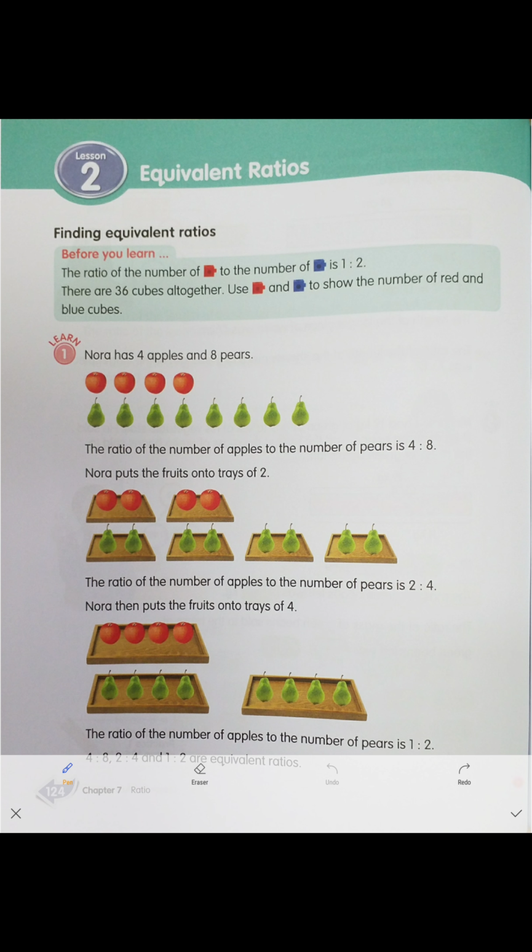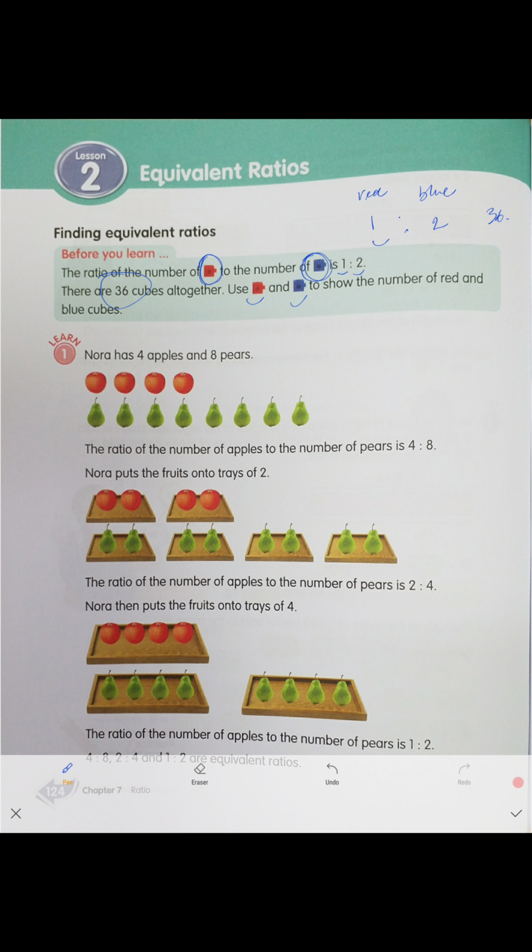Before we learn, the ratio of the number of red cubes to the number of blue cubes is 1 to 2. So there are red and there are blue, 1 to 2. There are 36 cubes altogether. How do we use these numbers to show the number of red and blue cubes? Basically, they ask us how many. Well, 1 to 2 is 36.